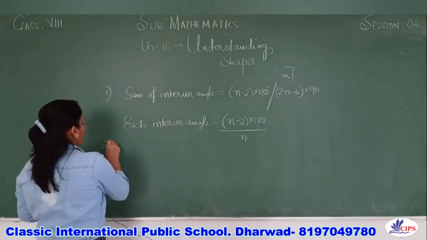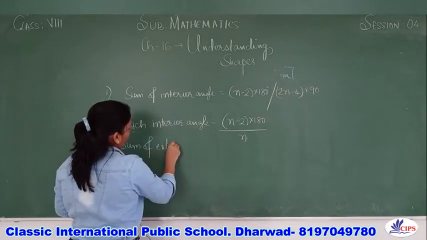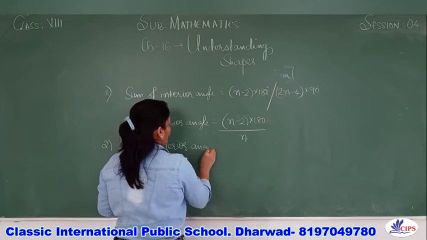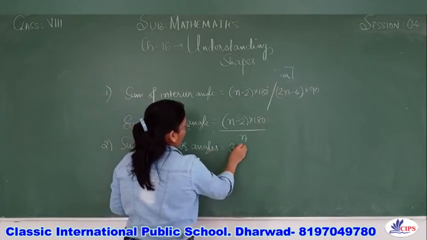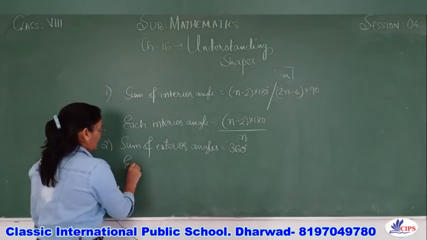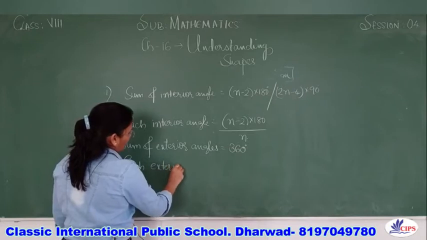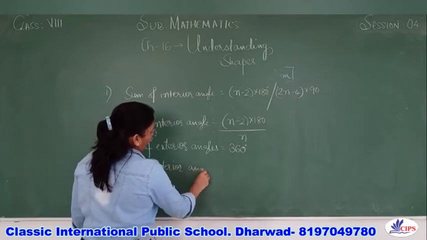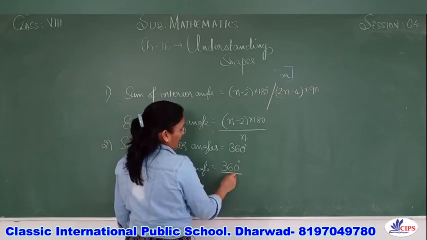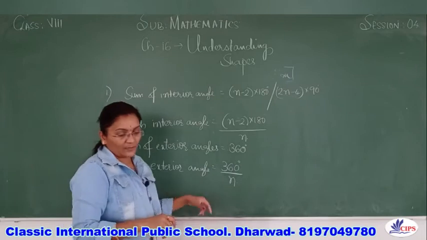So the second one, the sum of exterior angles. What is the value of the sum of exterior angles? It is 360 degrees. Now they have asked you for each exterior angle. How to find each exterior angle, the measure of one exterior angle? It will be 360 degrees, that is the total sum, divided by the number of sides. So these formulas are very important. Last we have one more.